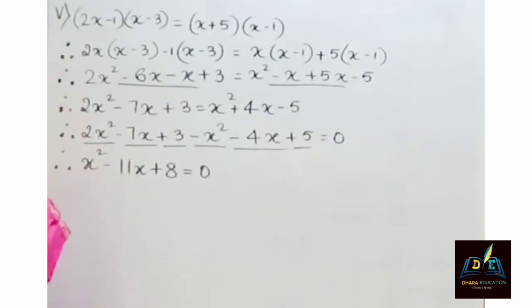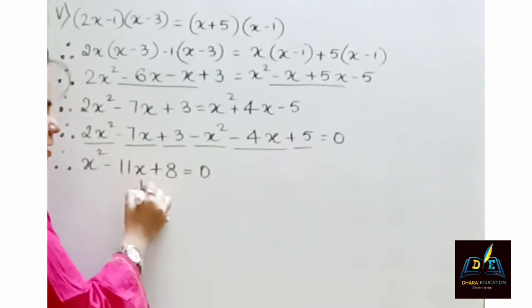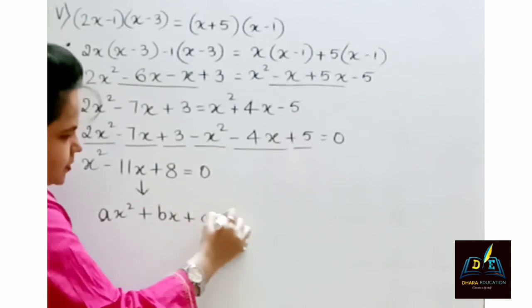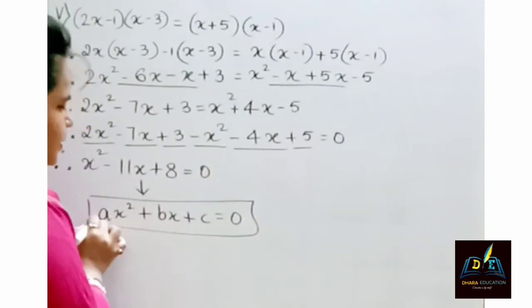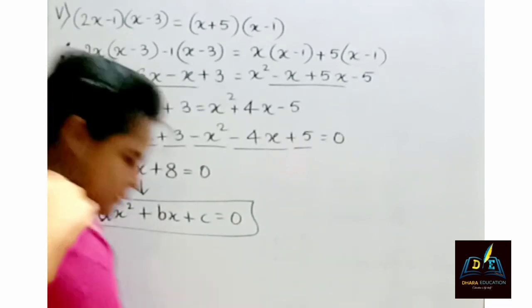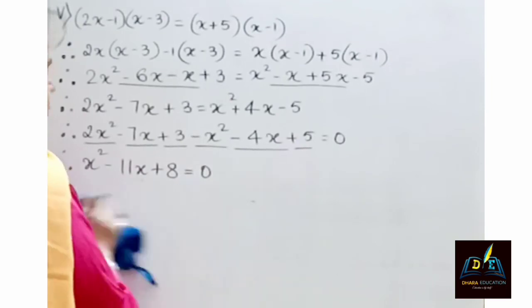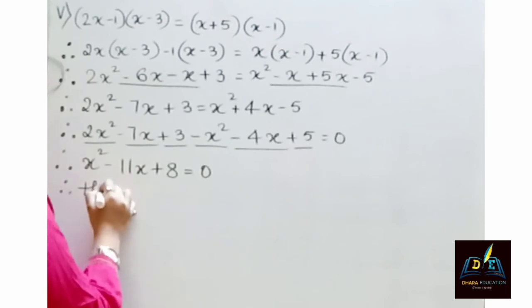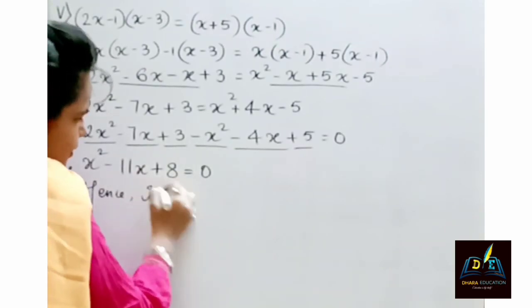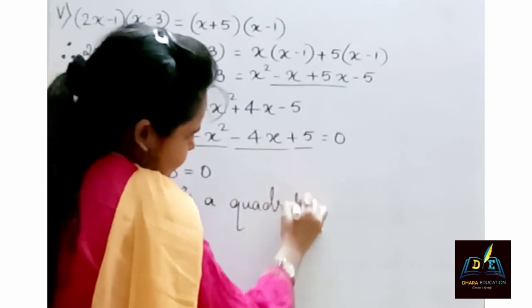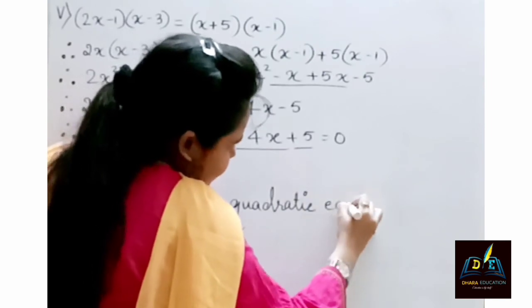So now it is equal to the standard form of ax square plus bx plus c is equals to 0. It is comparatively the same as the standard form. So hence we can write, it is a quadratic equation. Alright, so let's write the ending part of our sum. Therefore, hence it is a quadratic equation.